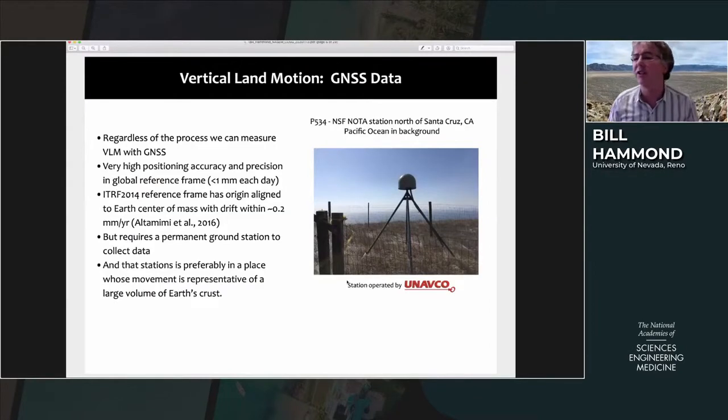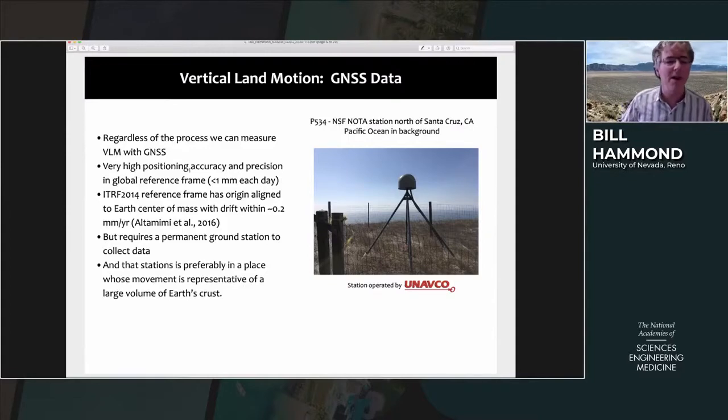It's not a complete list, but we need to recognize that there are a lot of different things going into the mill of vertical land motion, and we would like to be able to just measure it, see what it is, and then see what we can do about using this information to interpret and understand its contribution to sea level.